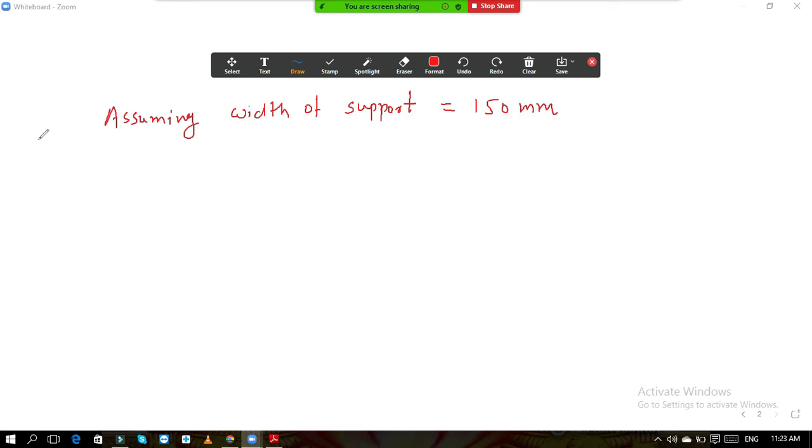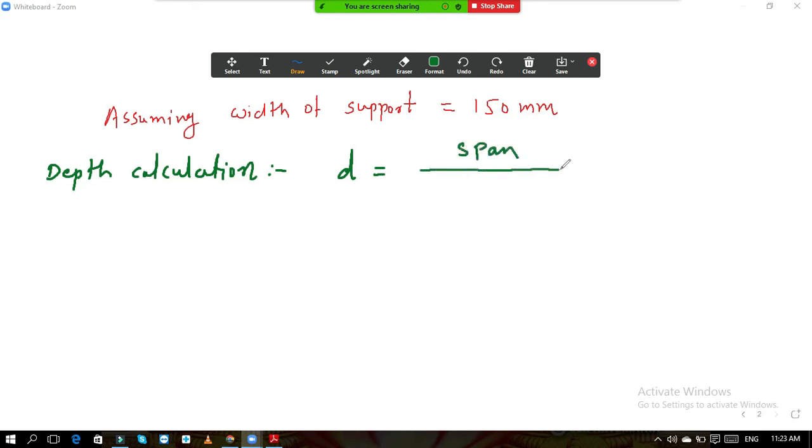So depth calculation. How do we calculate the depth? We know the formula. D is equal to effective depth, that is span divided by some factor into modification factor. In the case of one-way slab, we always take 20.